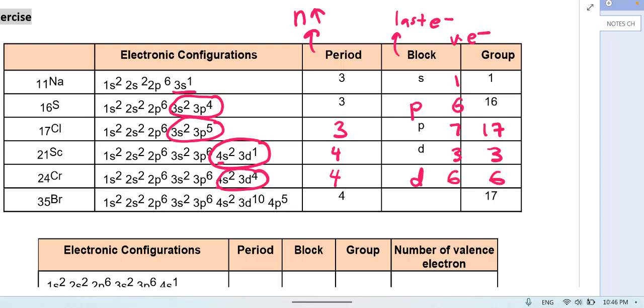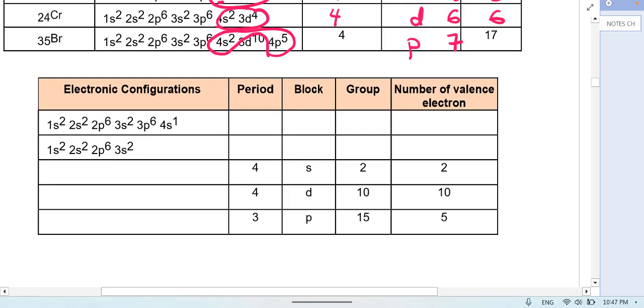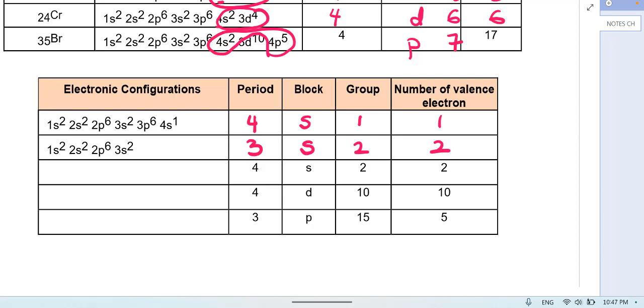The last one is a P block element. We need to add the number of electrons at the highest value of n. So 2 plus 5, 7, group 17. Period is always the highest value of n, block is the last electron. Group depends on block; for s orbital, valence electron is 1 or 2 for s block.